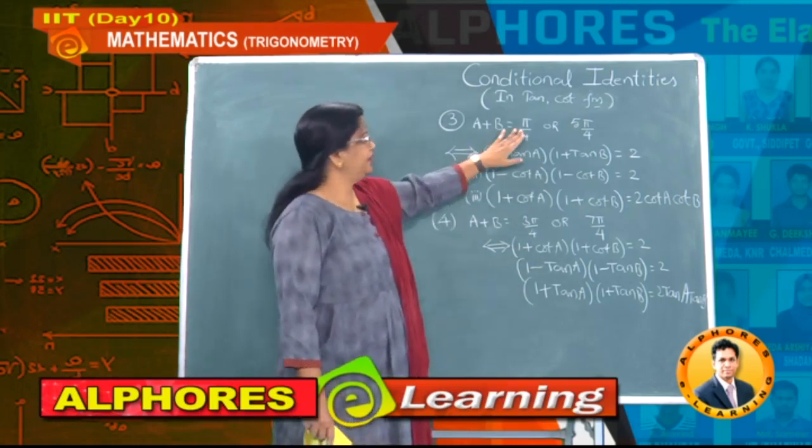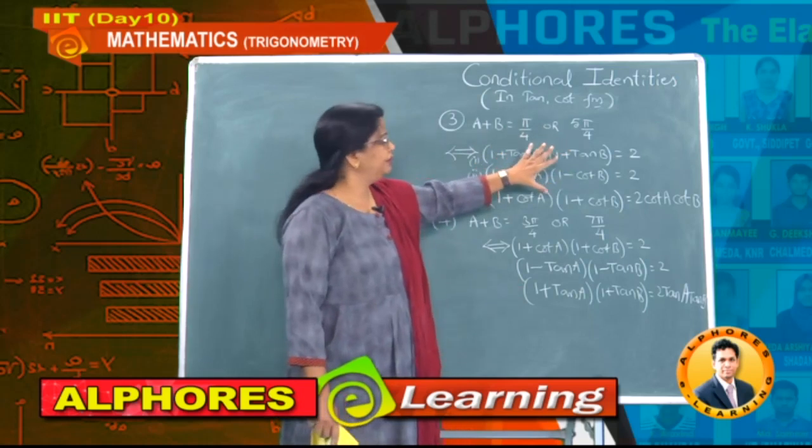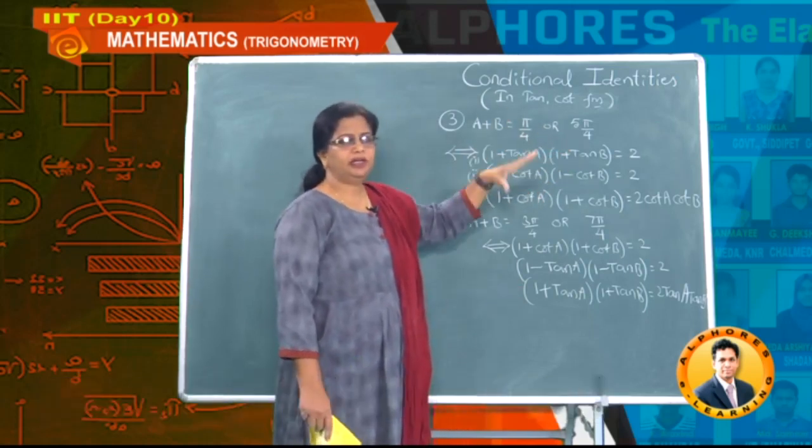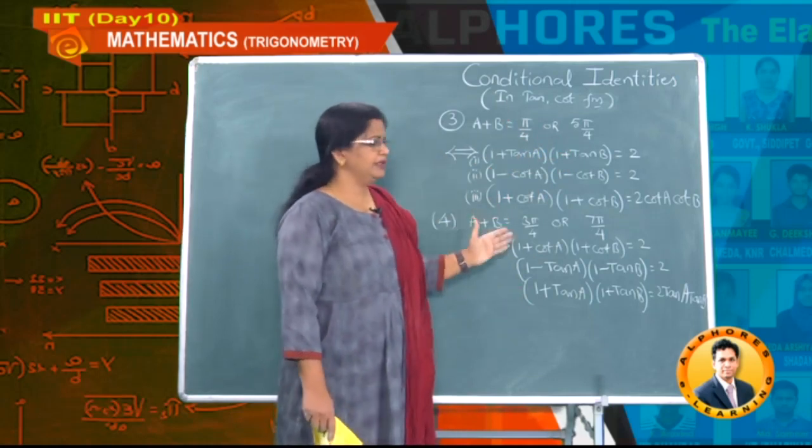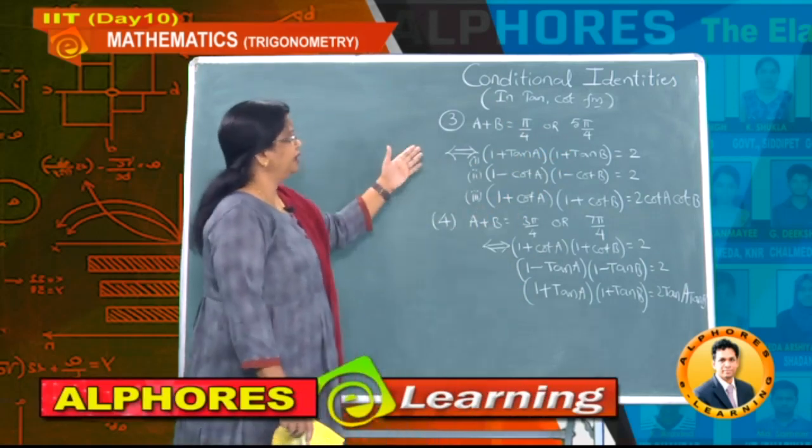So what is the value here? Pi by 4, 5 pi by 4. If you remember this set, then automatically you can get this one also. There is no need of memorizing all these; just with practice you can obtain them. Let us prove this result here.